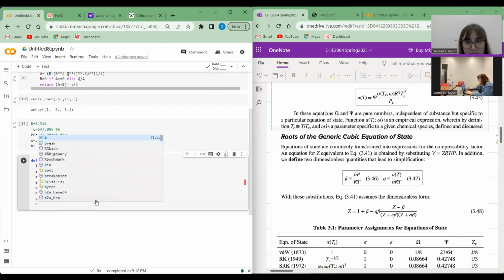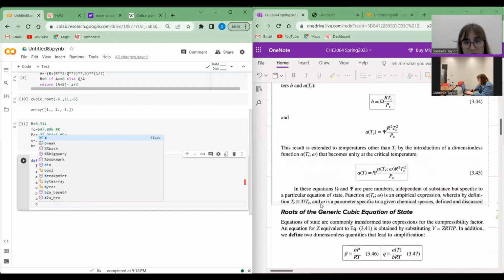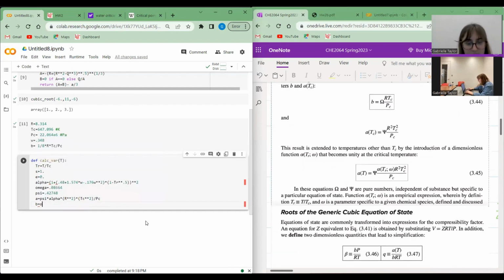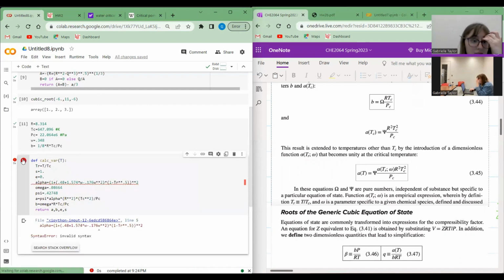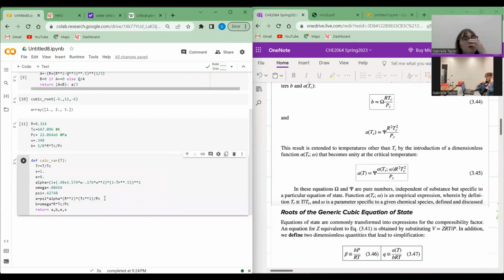Then the next one is going to be B. Our B is going to be omega times our R times our temperature at the critical point divided by our pressure at the critical point. And so after we do this, what we want to return is our variables. So our variables are going to be A, B, epsilon, and sigma. So let's calculate this. There you go. Okay, so we calculated it.